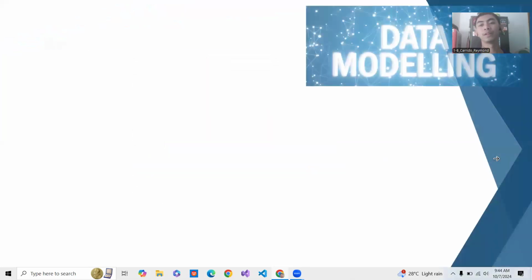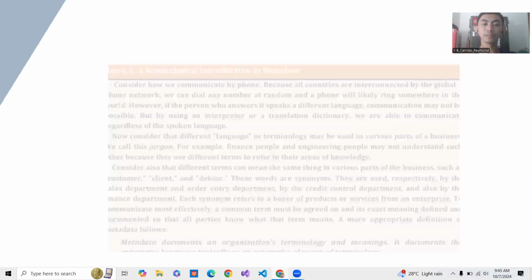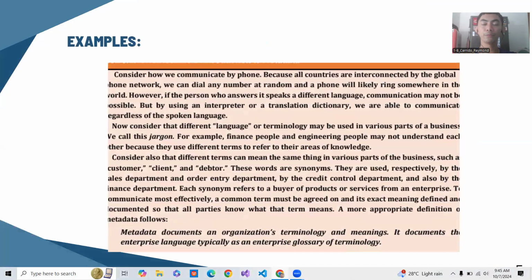Who the publisher. So what is data modeling? Data modeling is the process of creating a simplified visual diagram of a software system and the data elements it contains, using text and symbols to represent the data and how it flows. Data models provide a blueprint to businesses for designing a new database or re-engineering a legacy application. Overall, data modeling helps an organization use its data effectively to meet business needs for information. So here's the examples of data modeling.